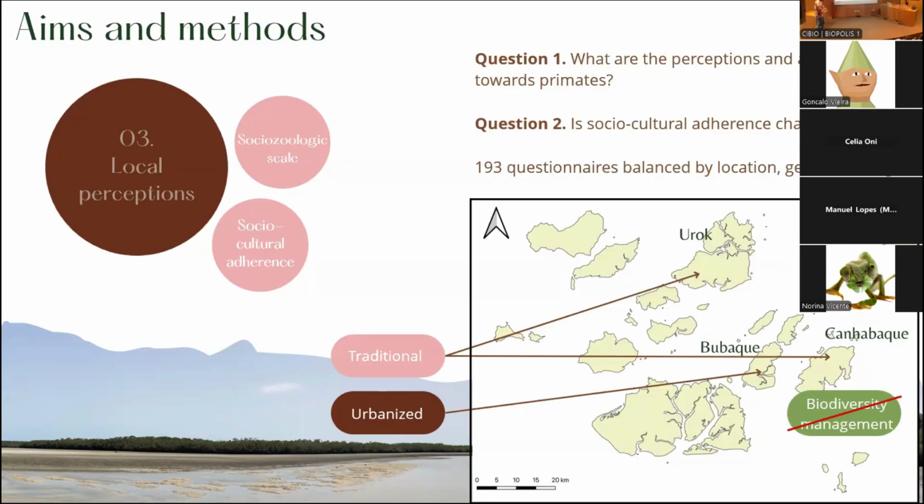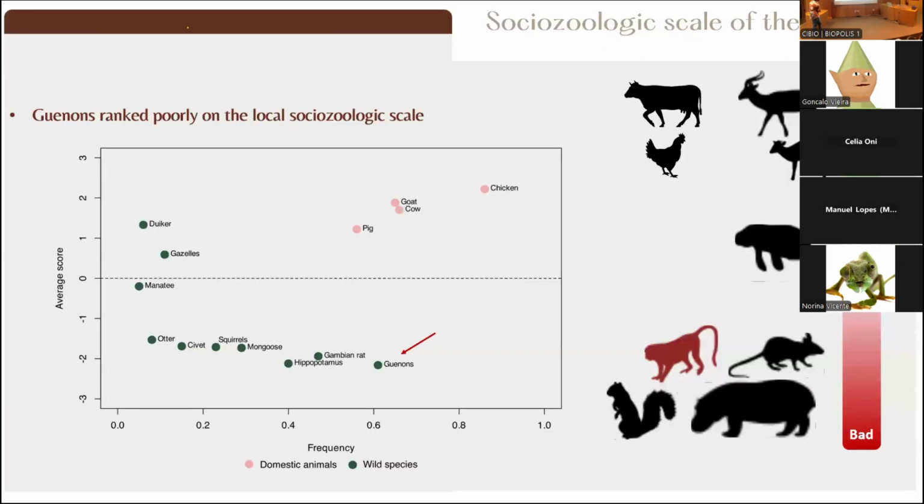Okay, so what did we learn about the sociological scale?